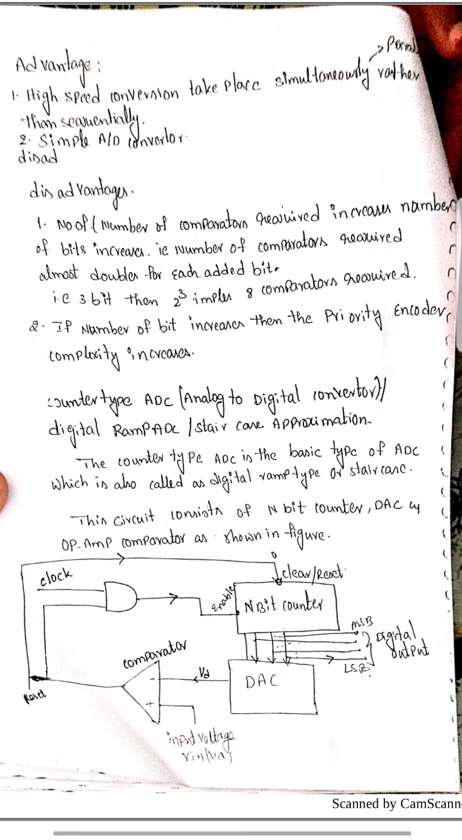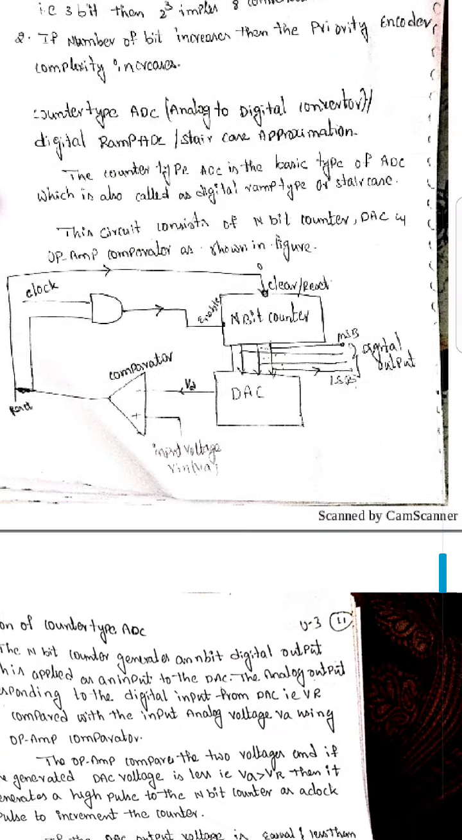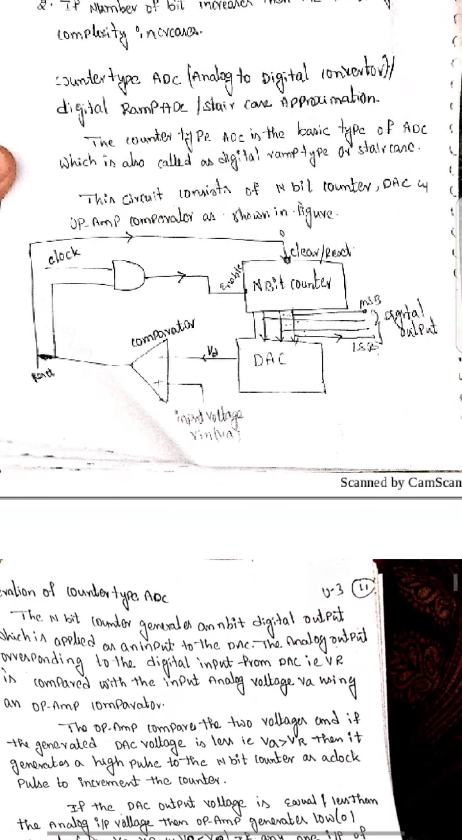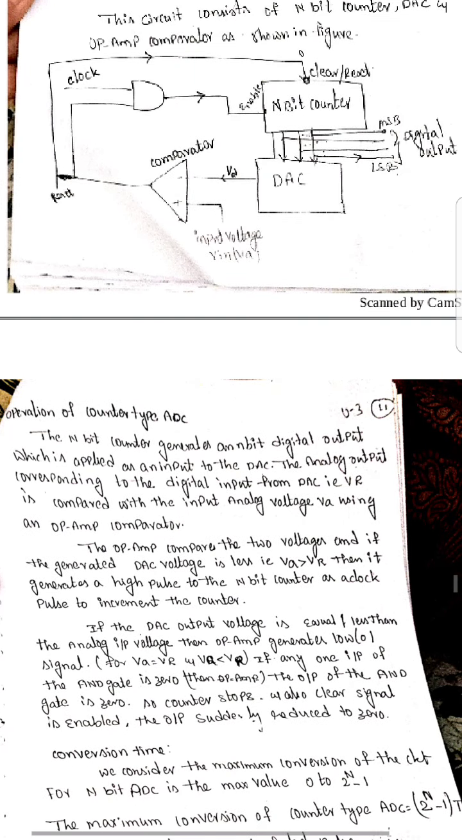Next one is the counter type ADC, analog to digital converter. This is also called a digital ramp ADC or staircase approximation ADC. The counter type ADC is the basic type of ADC, also called a digital ramp type or staircase. This circuit consists of an n bit counter, DAC and op amp comparator. This is the circuit diagram of the counter type ADC. Here you have one AND gate, an n bit counter, a DAC and a comparator.